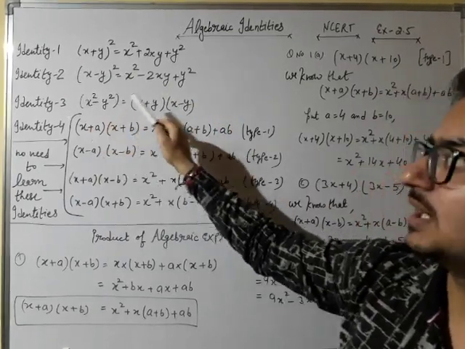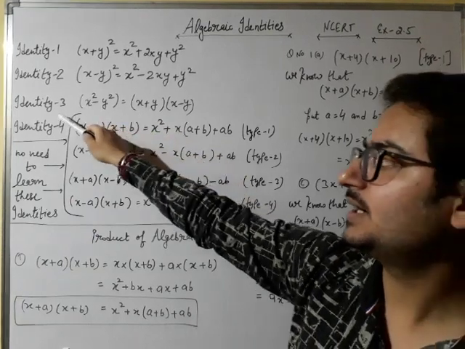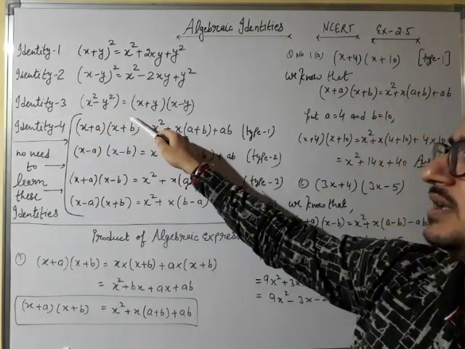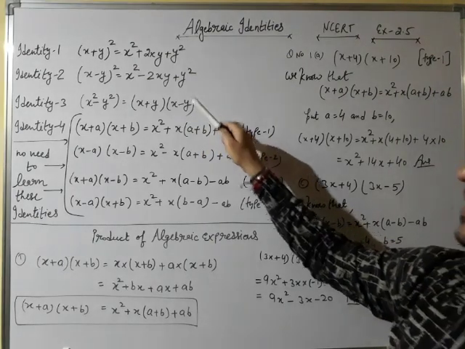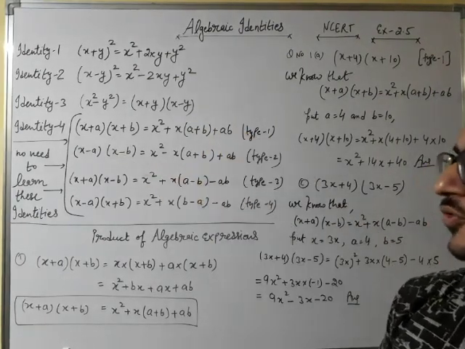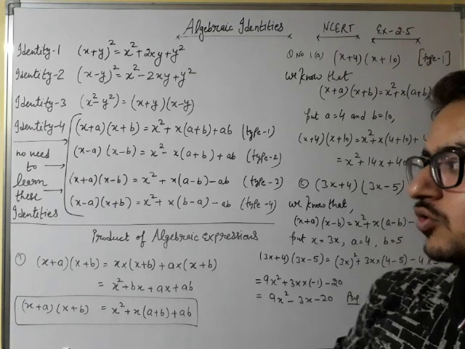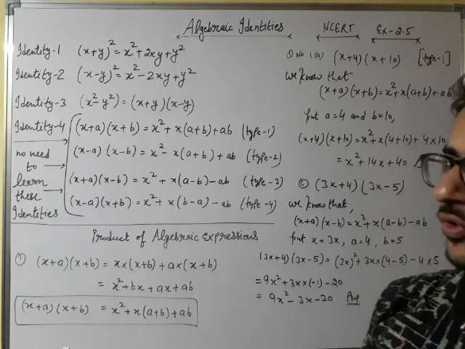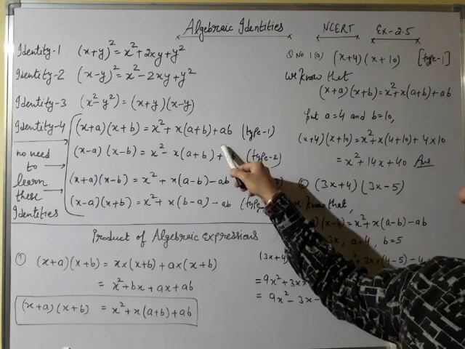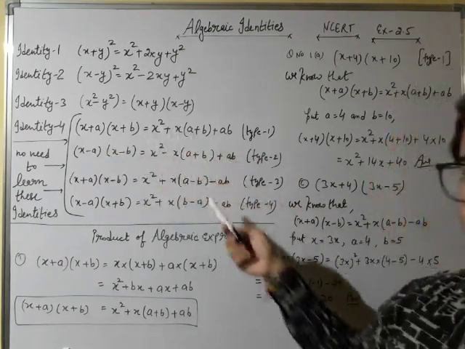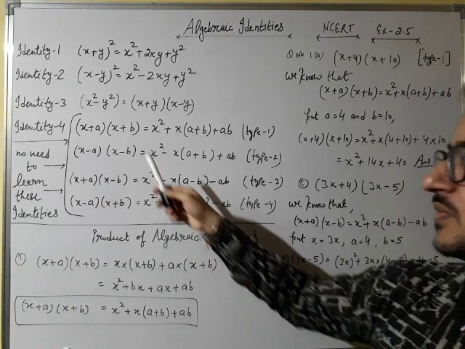Even with identity number 3. Identity number 3 is x² − y² is equal to (x + y)(x − y). Now identity number 4. Although you need not learn identity number 4, it will help us in solving a few questions. So we will just have a look at these 4 identities.